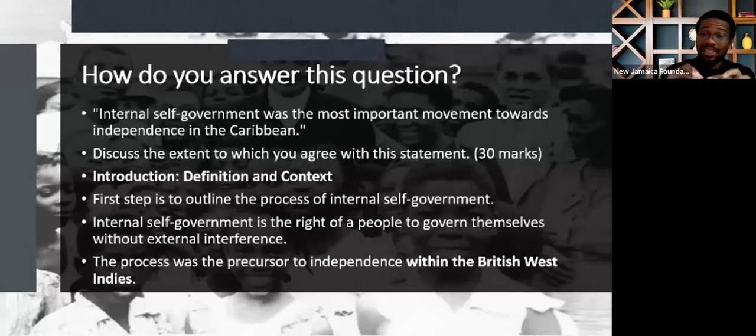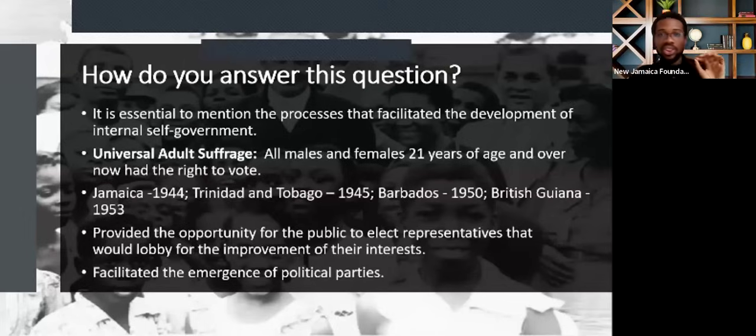But bear in mind that this essay is not just asking you to describe internal self-government. It asks you to take a position on that matter. So it is essential to mention the processes that have facilitated the development of internal self-government. I will add that there are multiple persons in the region, so examples would not only be taken from Jamaica, but also from other Caribbean countries as well.